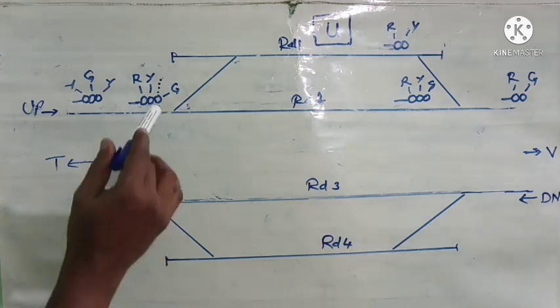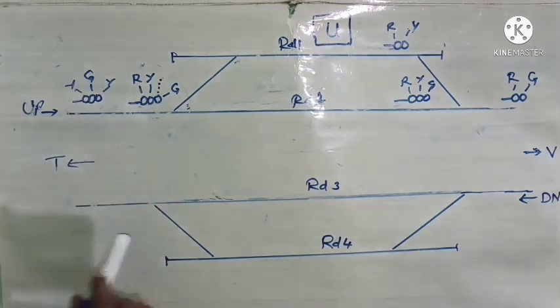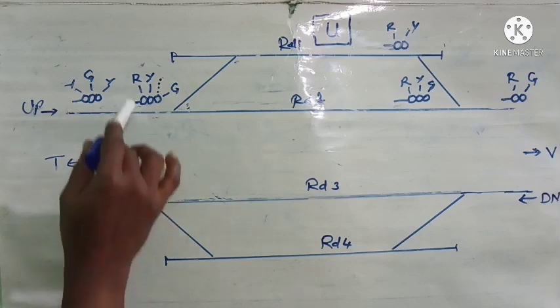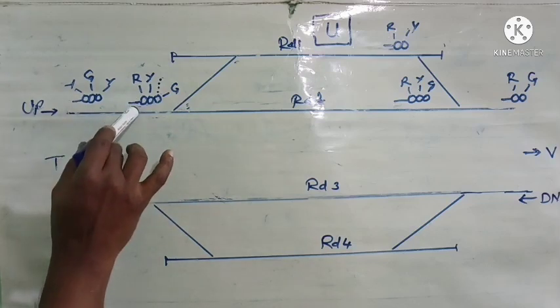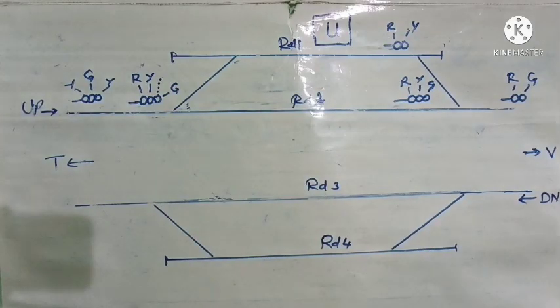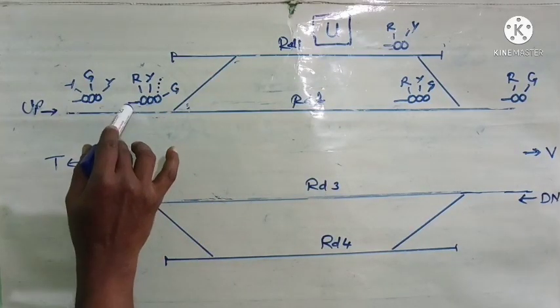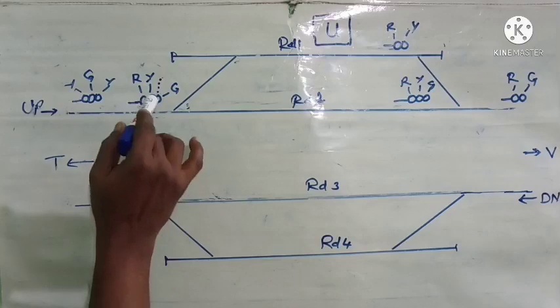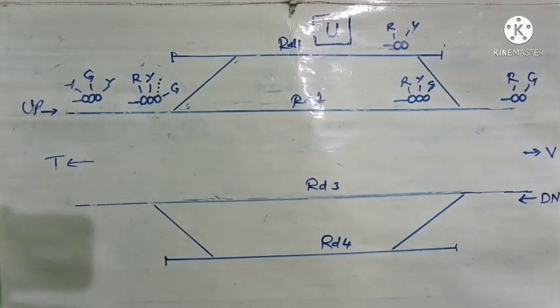Now what will the loco pilot do? Now the loco pilot of our train will call the station master at U through walkie-talkie to know why he has been stopped at the signal, why this home signal is not taken off.